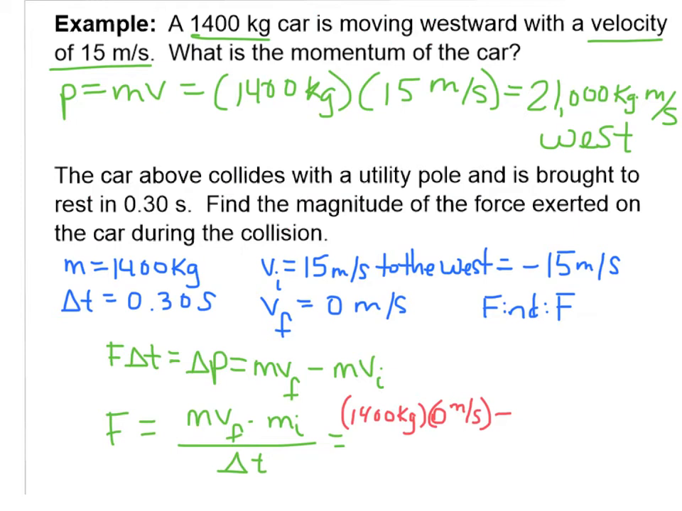With 1,400 kilograms times its final velocity of 0 meters per second, I'm going to subtract what we already know to be our 21,000 kilogram meters per second. This number will be negative because we're going west, so it will be going the opposite direction from the force that is exerted on it. And so I will make that a negative number, so this number ultimately will be positive.